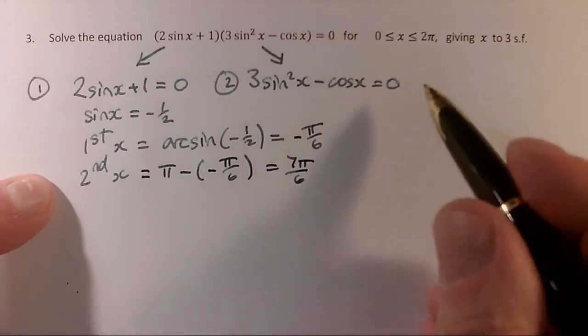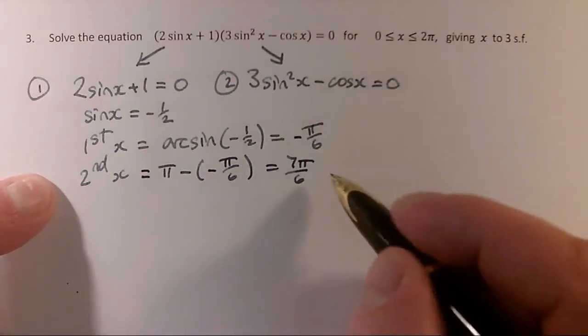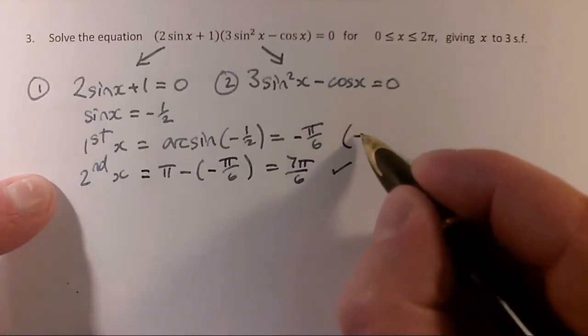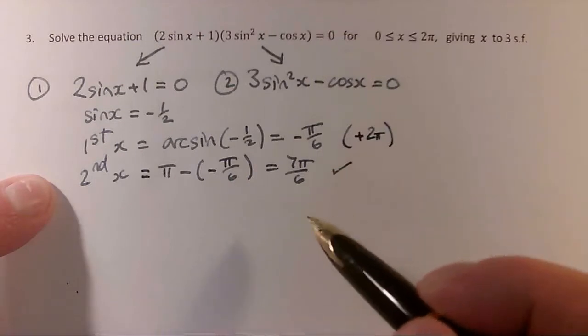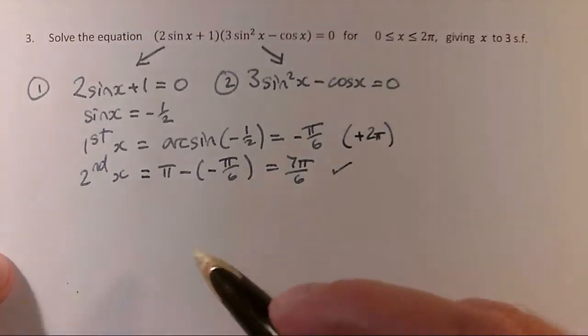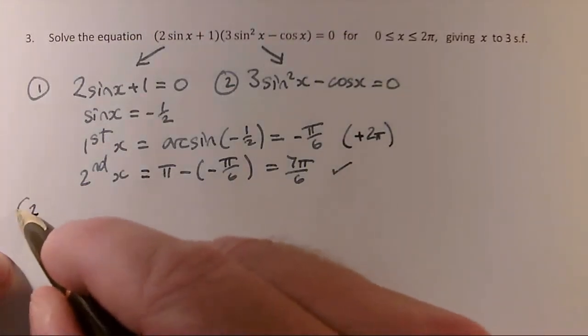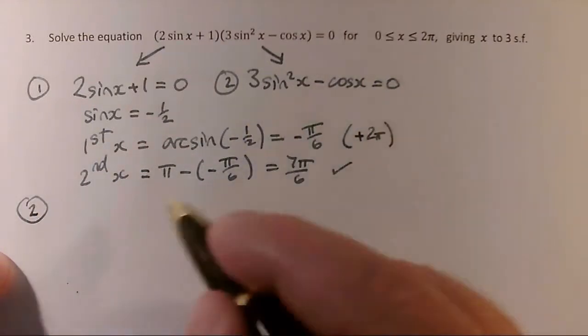And at some point I'm going to have to consider solutions in the correct range. So this one's okay. This one I'm going to need to add 2 pi to, all right? But I'll deal with those when we come to the final set of solutions. And then I'm going to move on and solve equation 2. And equation 2 was this one here.